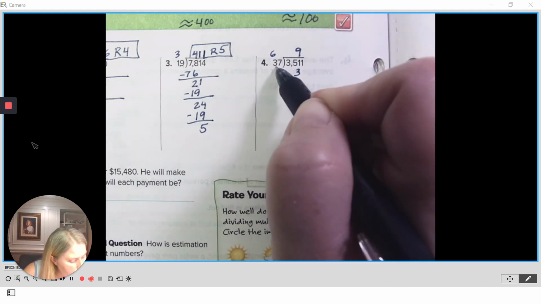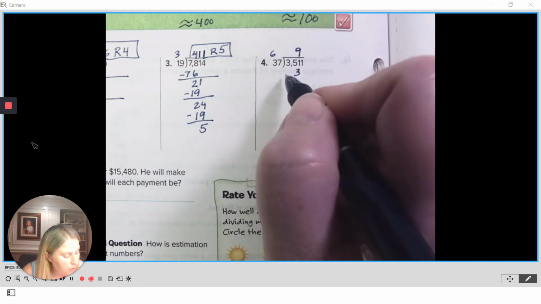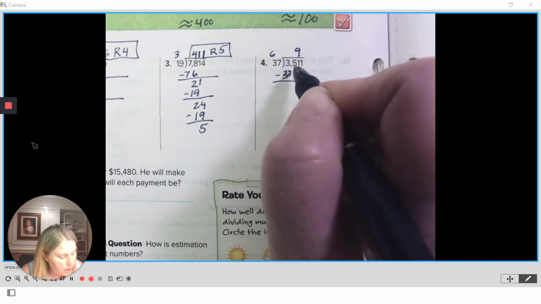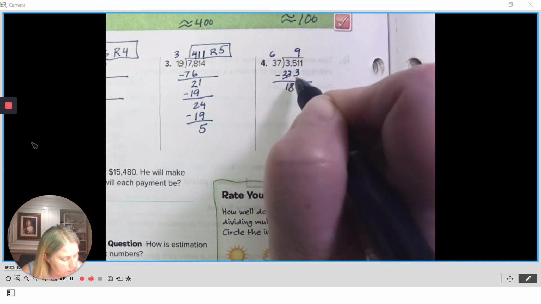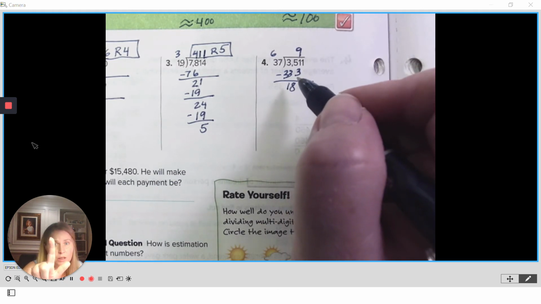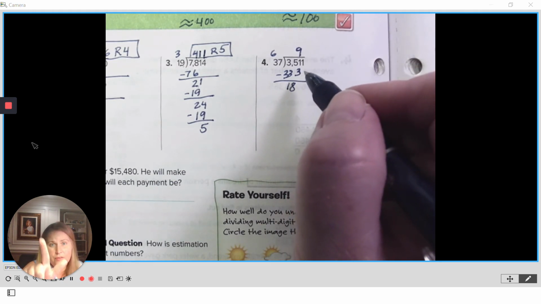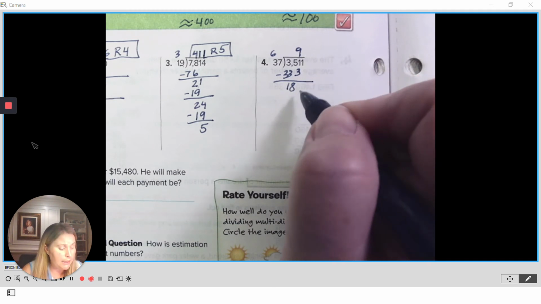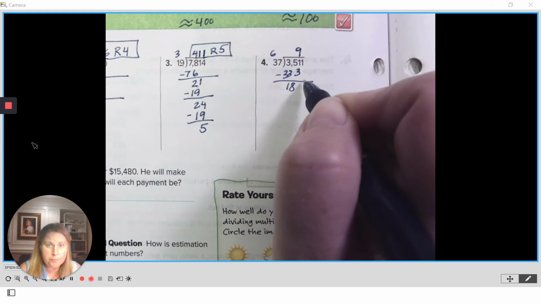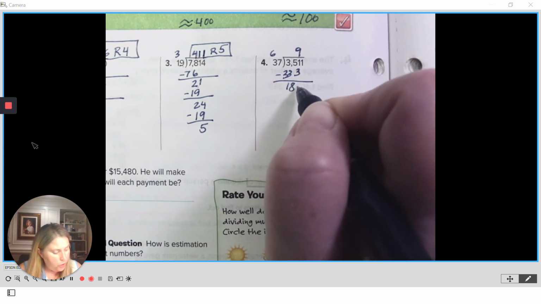Okay, 9 times 3 is 27, plus the 6 we carried is 33. And then we subtract. I'm going to count up, so that's going to be 18. So I count up 33, 43, 53 would be 20, but it's not 53, it's 33, so down 2 would get 18. Okay, or you can regroup and borrow. I just counted up. And then I'm going to bring down the 1.